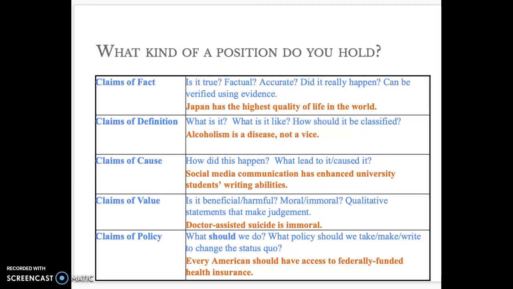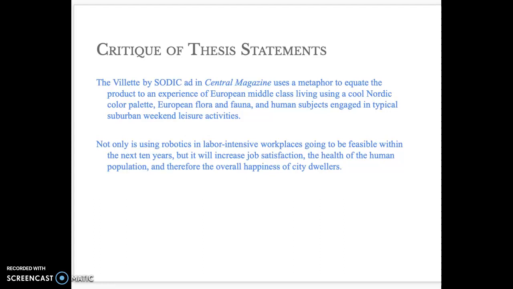Claims of policy are my favorite. What should we do about something? And usually your last essay is a policy paper. And for instance, what should we do about the problem of overcrowding in the hallways in the morning, for instance? Or something grander like, every American should have access to federally funded health insurance. And the word should usually tells you this is a claim of policy. This is what we should do about something.